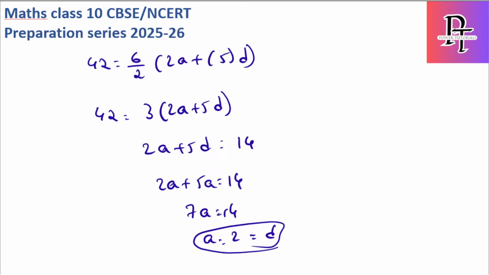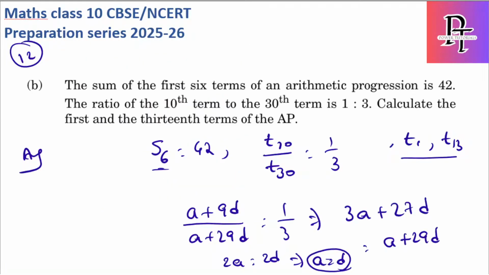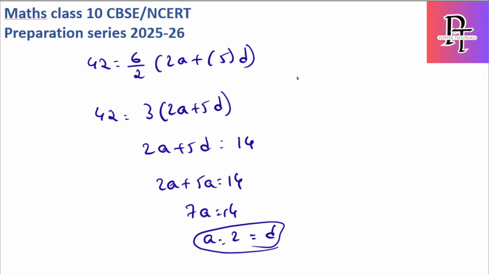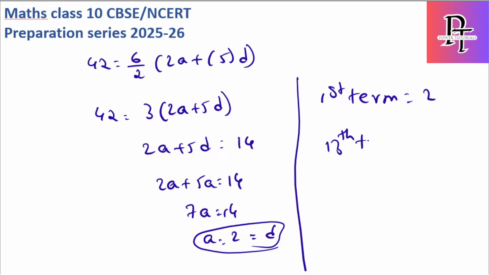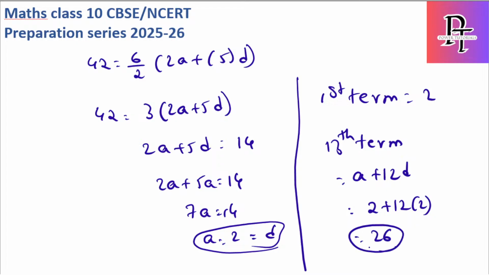Now let's see what they are asking. The question wants us to calculate the first and 13th term. The first term we already got, which is a, and it is 2. The 13th term is a plus 12d, where the a value is 2 and the d value is again 2. So 24 plus 2 is 26. We completed the entire question.